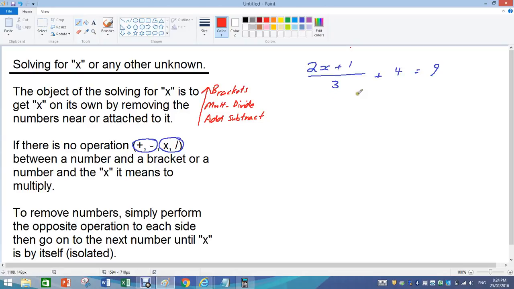Here are some more advanced problems now. We'll do some problems where the x is on the top of a fraction and where it's on the bottom of the fraction, and also throw in some negative numbers as well. So your calculator is going to be really important.